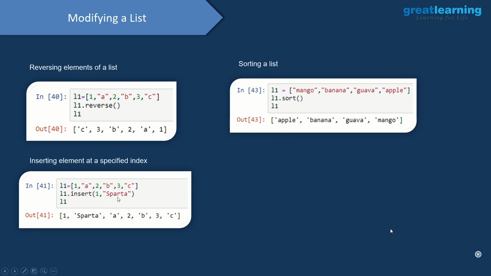So again, I'm printing it out. You see that we have inserted Sparta over here, and the rest of the elements, their index has been incremented by 1. So this was at index number 1. Now it has shifted to index number 2. This was at index number 2. This has shifted to index number 3. So this is what happens when you insert an element at a specified index.